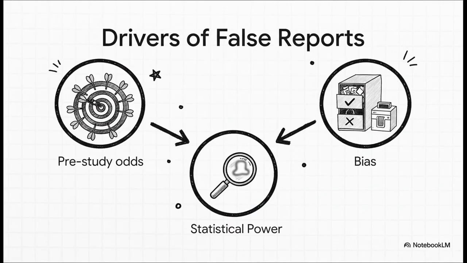So what's pushing this number so high? It's basically three main things. First, how plausible was the original idea? If it was a real long shot to begin with, a significant result is more likely to be a fluke. Second is publication bias. Journals love to publish exciting, positive results and tend to bury the negative ones. And third, and this one is critical, is low statistical power.